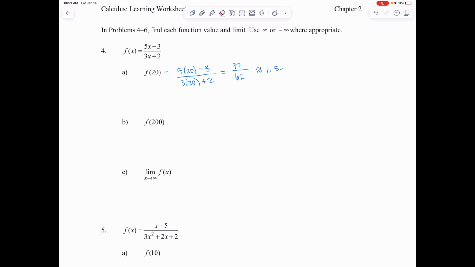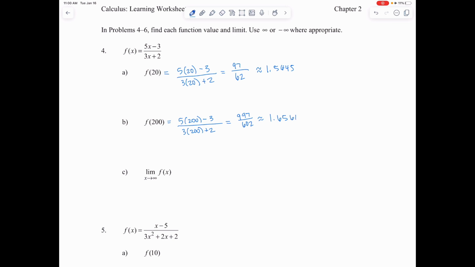which is approximately 1.5645. We're going to do the same thing for 200. 5 times 200 minus 3 over 3 times 200 plus 2. So this is 997 over 602, which is approximately 1.6561. Okay.